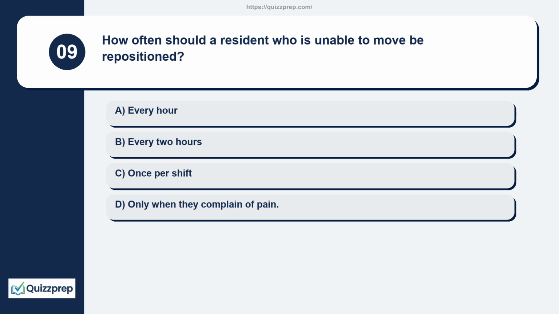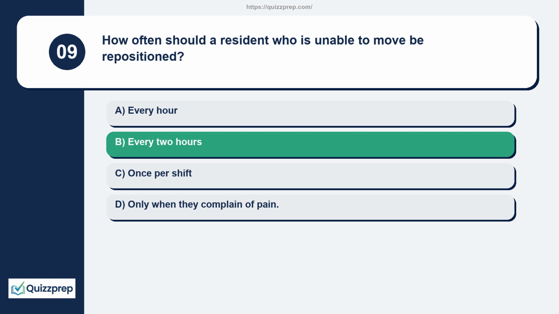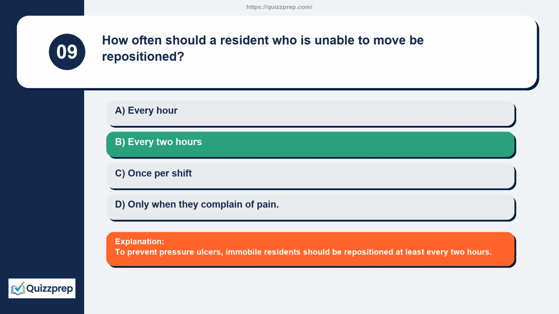Question 9. How often should a resident who is unable to move be repositioned? Every hour. Every 2 hours. Once per shift. Only when they complain of pain. To prevent pressure ulcers, immobile residents should be repositioned at least every 2 hours.